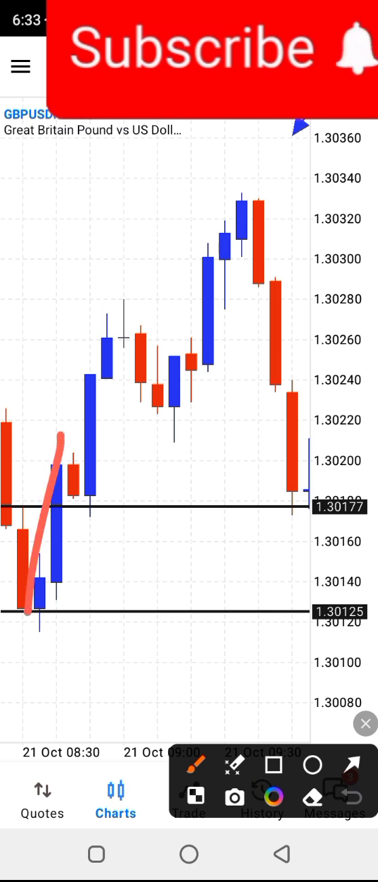So what do you have here? You have price giving you higher high, higher low, higher high, higher low, and just giving you this upwards movement.